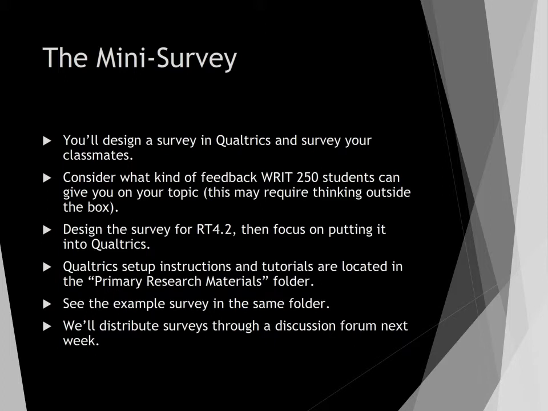Familiarize yourself with Qualtrics by looking at the links in the Primary Research Materials folder and by looking at the sample survey also in the Primary Research Materials folder. You'll design the 10 questions for RT 4.2. Try to use at least 3 types of questions with at least one being qualitative, free response, short answer, or similar. We'll distribute the surveys through a discussion forum on Blackboard next week. You'll be reporting the results from the mini-survey and reflecting on what you learned about surveys in general in the prospectus.